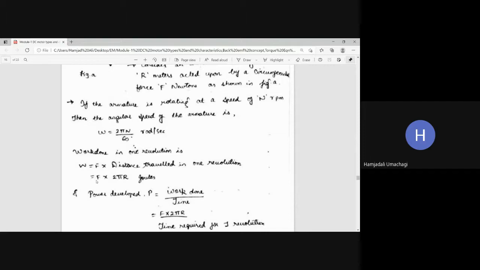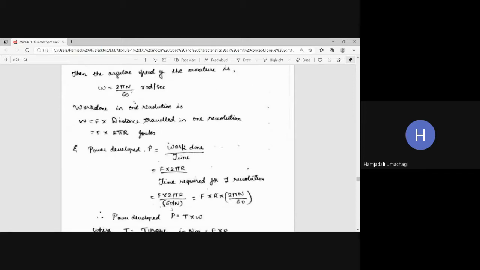Anyhow, we have calculated work done is given by F into 2 pi r, and time is what? Time is required for one revolution. For one revolution, it is going to do this much amount of work, that is nothing but F into 2 pi r. And to do that work, we want certain time. That time is nothing but the time for one revolution, given by the expression 60 by n, 60 divided by n. So now this n is nothing but the speed of the rotor or the armature. So this n goes to the numerator.